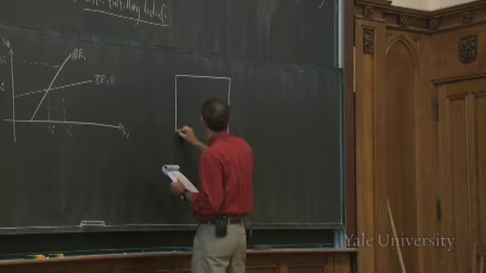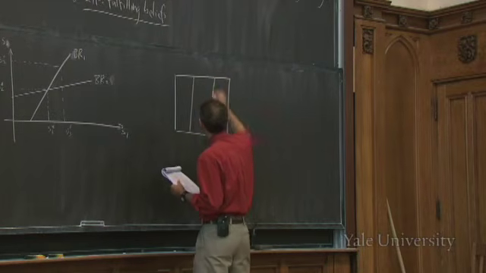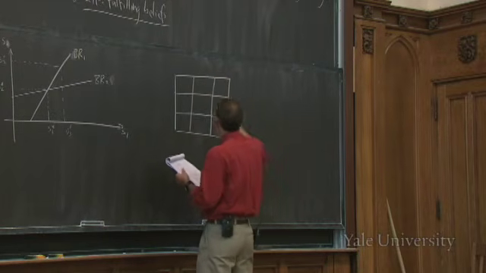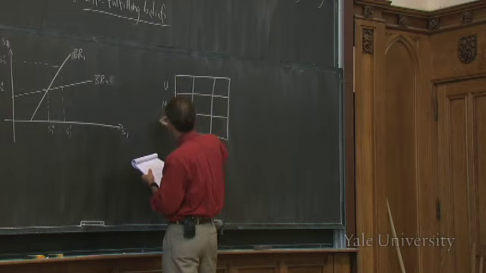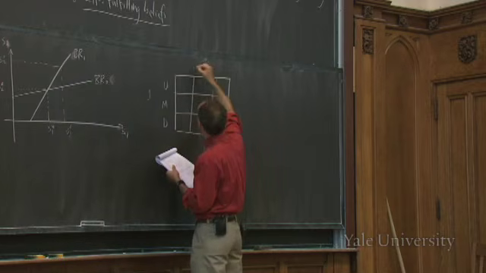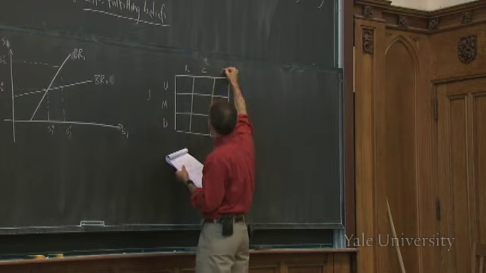Very simple game with 2 players. Each player has 3 strategies. And I'm not going to motivate this game, it's just some random game. Player 1 can choose up, middle, or down. And player 2 can choose left, center, and right.